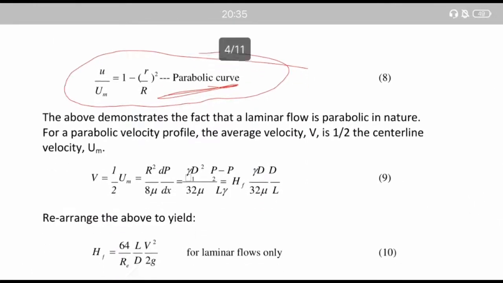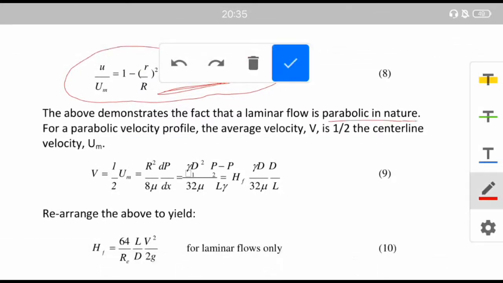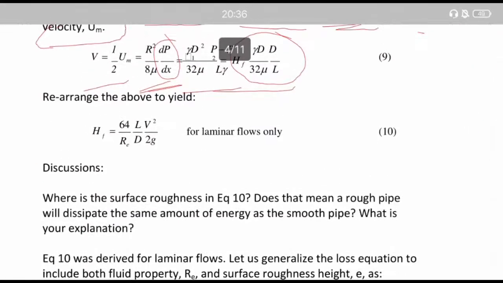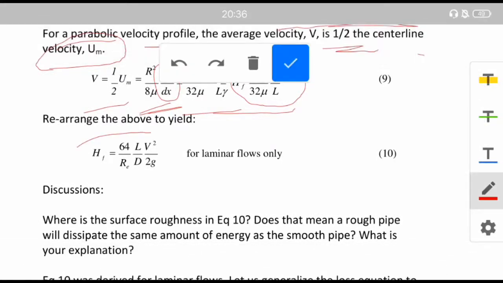The above demonstrates that laminar flow is parabolic in nature, and for a parabolic velocity profile, the average velocity V is half the centerline velocity, the free stream velocity Um. So V is equal to half Um, which is equal to R square upon 8 mu times dp upon dx. With further simplification, you will get hf equal to gamma D upon 32 mu times D upon L, and this is our final equation for hf, that is 64 upon Re times L upon D times V square upon 2g.